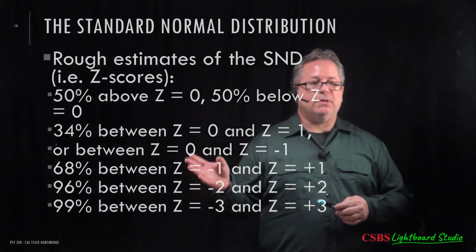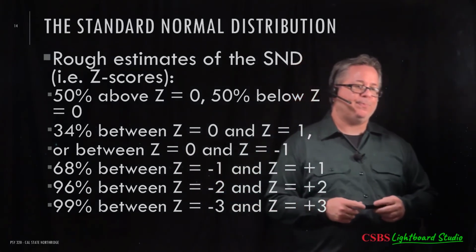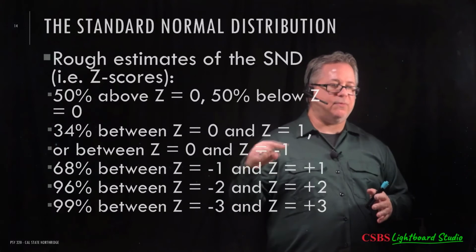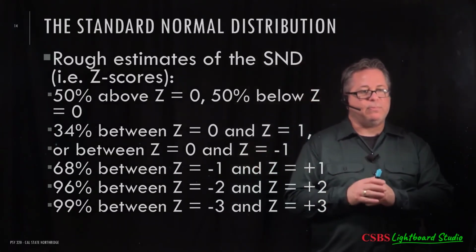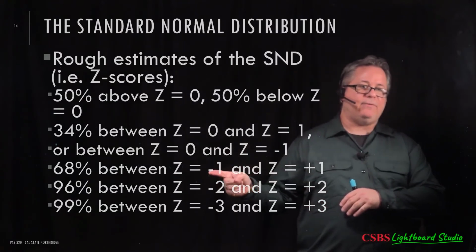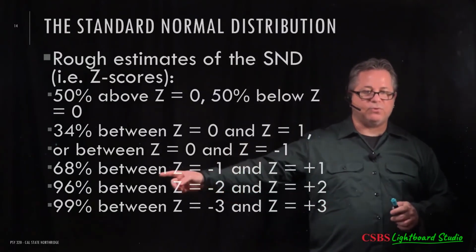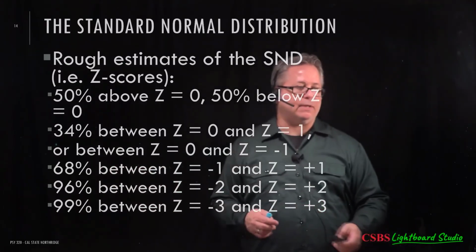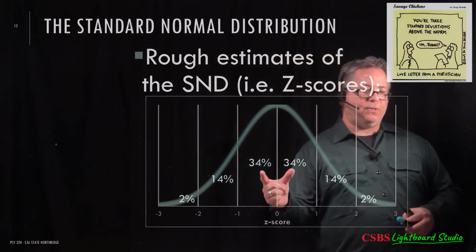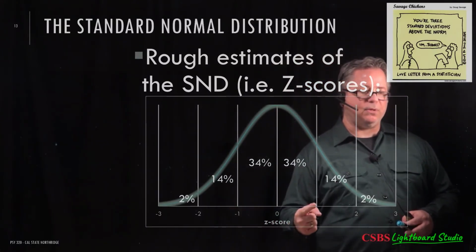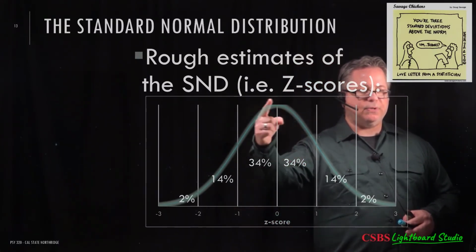34% is between a z of 0 and a z of 1, so whether it's +1 or -1 doesn't make a difference. You get 34% between the mean and 1 standard deviation. If you look at between -1 and +1, that covers roughly 68% of the distribution. 34 and 34 is 68. So going from -1 to +1, that's a huge chunk of the distribution.